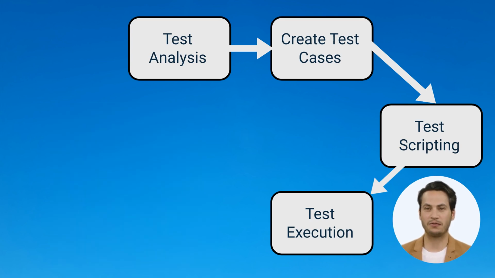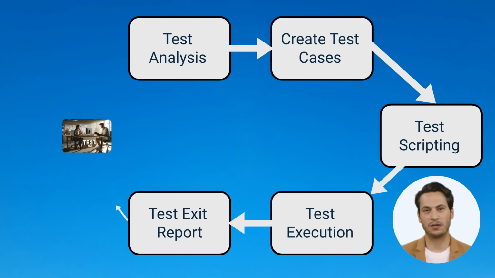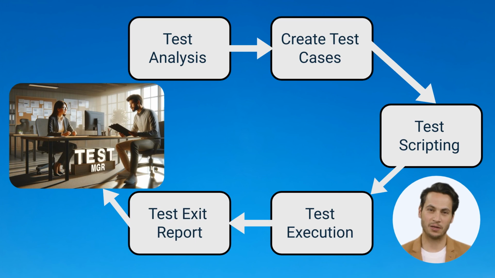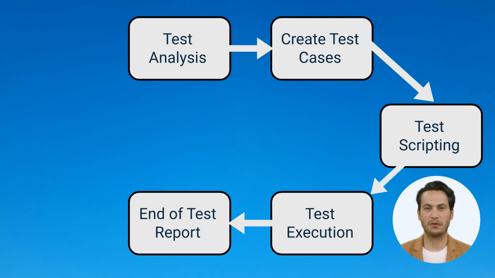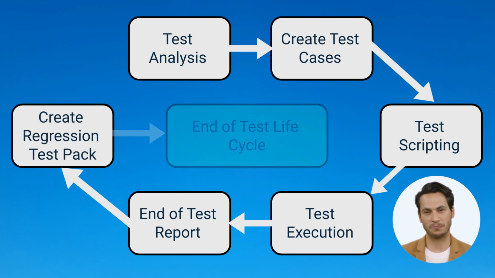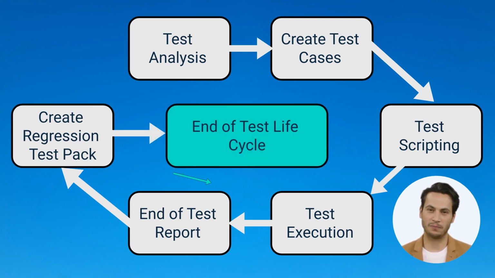At the end of a test phase, the test manager will create a test exit report. This will contain information you provided relating to the progress of test scripts and the status of all known defects, whether passed or failed. The test exit report will contain recommendations on whether the software is ready or not to go live. The final step in this process is the creation of a regression test pack. This is the end of the test life cycle, and the regression test you identified will be carried forward to a future test phase.